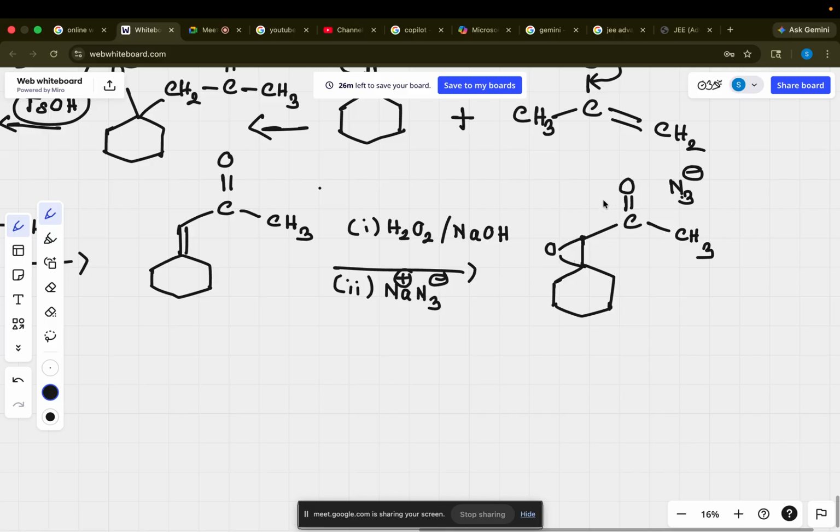N3 minus will attack which position? This or this? I am mentioning, this is your number 1 and this is your number 2. Which position? Number one, sir. Number 1, right? Why? Because this number 2 is basically your quaternary center.